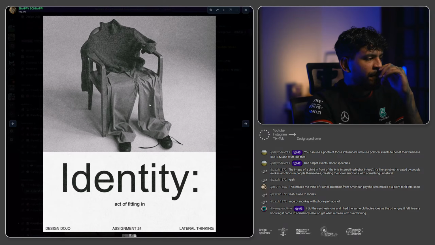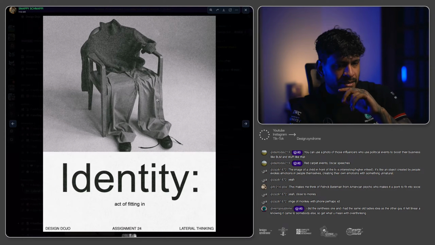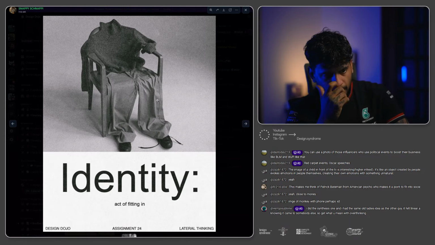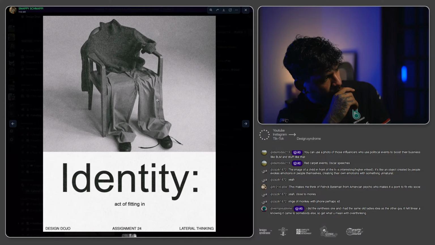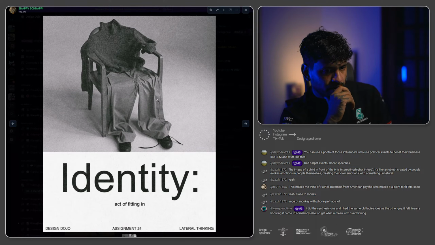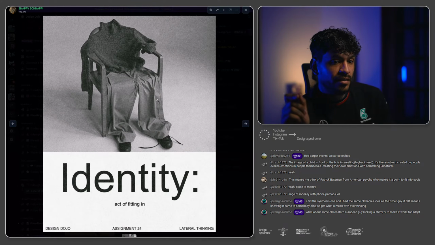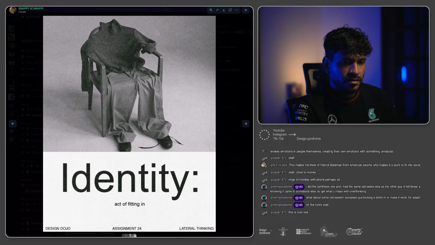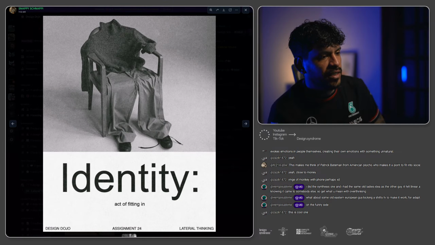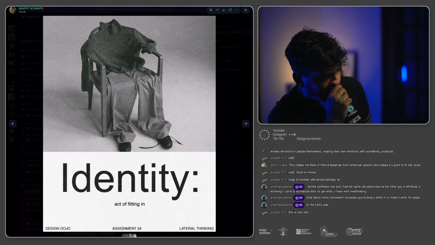"Identity, act of fitting in." No, it's not an act. It could be a state of fitting in, right? Or identity. I don't even think it's a fitting in thing. It could be a tool for fitting in. Tool for fitting in could be identity. I think that could be a nice identity one. It could work.